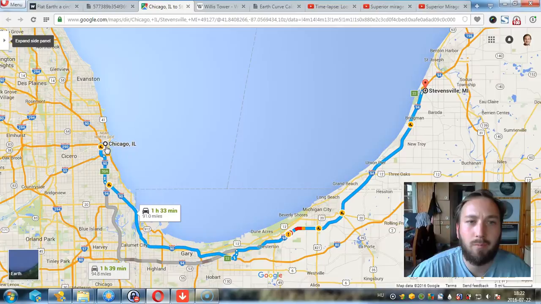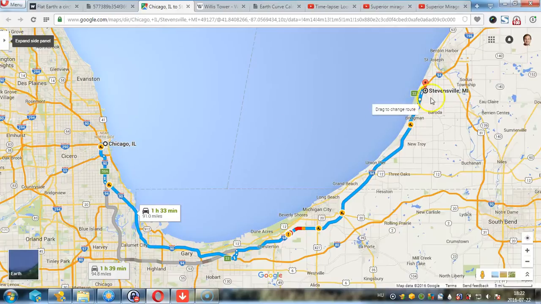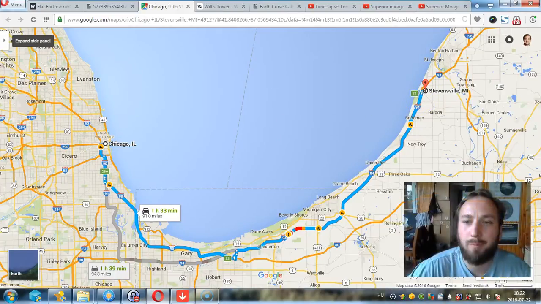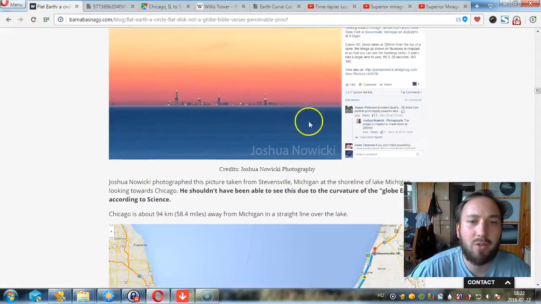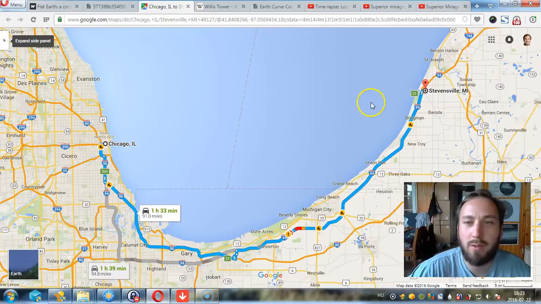If you look at this liner, you can measure the air miles between the two. And so I measured it, and it's about 94 kilometers or 58.4 miles. You can check it out yourself, measure it yourself, and see for yourself. It's about that.